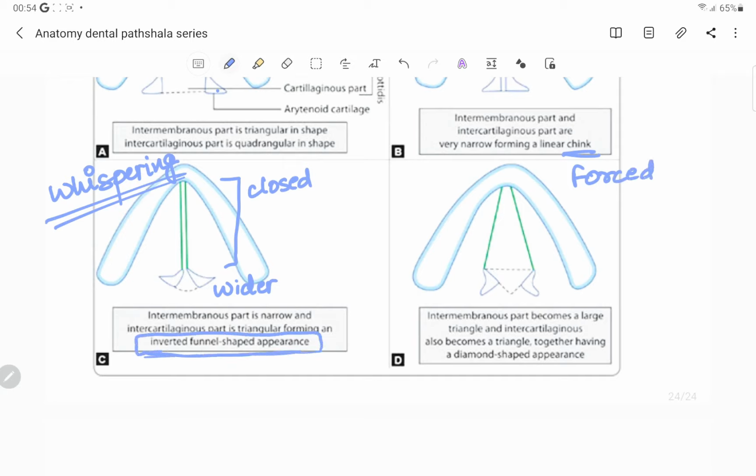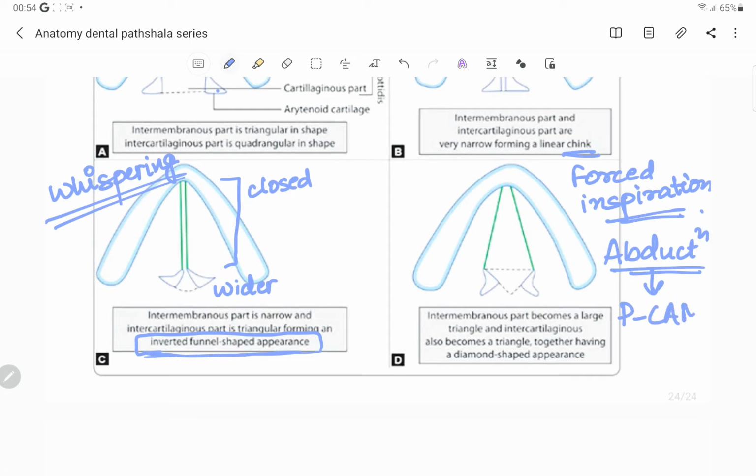And during forced inspiration, if you are breathing very forcefully, you will observe that both the parts of the rima are triangular, so that the entire rima becomes lozenge shaped. So basically, the vocal cords are fully opened. We can say the vocal cords are ABD, abducted. So fully opened, which is because of the abduction, and we know that PCAM, the posterior cricoarytenoid, is the only muscle responsible for the abduction. So it becomes a diamond shape in appearance.